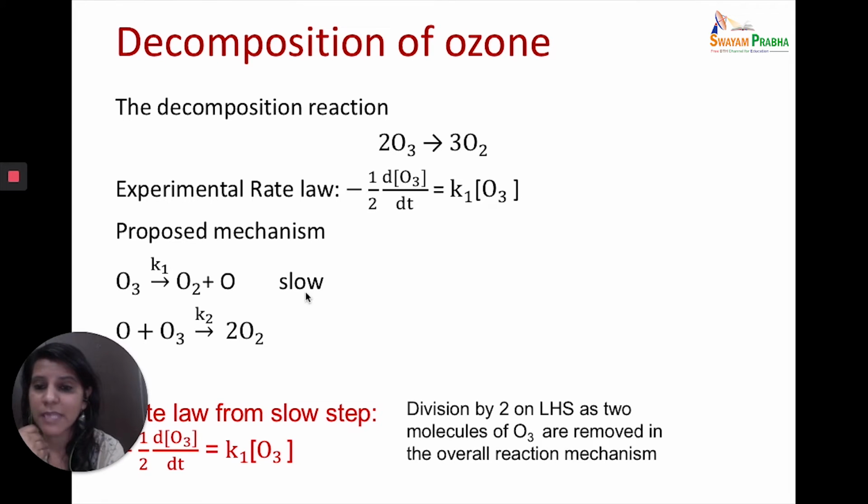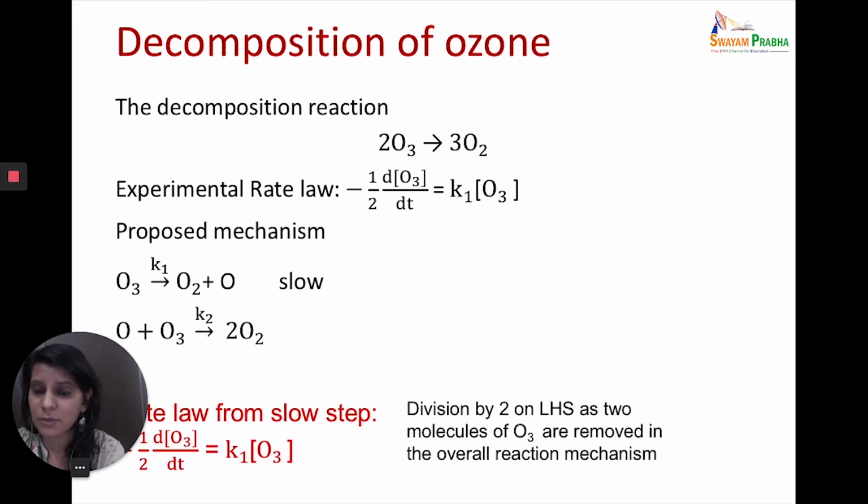In this mechanism, I know that this is a slow step because the other step obviously has to be faster, because you have a reactive intermediate like nascent oxygen, which is very, very reactive. Therefore, obviously the k2 is going to be faster and k1 is going to be slower. And so if this is a slow step, I can write down the rate law from the slow step.